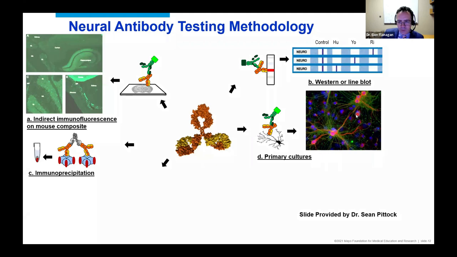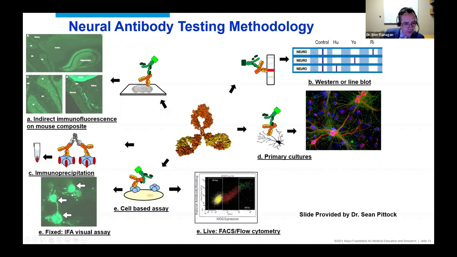We now use other techniques. There's one called a cell-based assay where, for example, we can put the NMDA receptor on the surface of a cell, and then we look to see if the patient's blood or spinal fluid is binding to that NMDA receptor on the cell compared to other cells that don't have NMDA receptor on the surface. And we can do this in different ways. There's a way to do it with live cells that we sometimes call FACS or flow cytometry. So these are complicated ways of testing, but really important for making the diagnosis. Particularly, this tissue-based immunofluorescence is our mainstay. ELISA is another technique that we can sometimes use, but it is less commonly used nowadays.